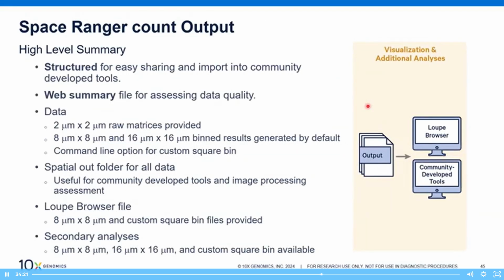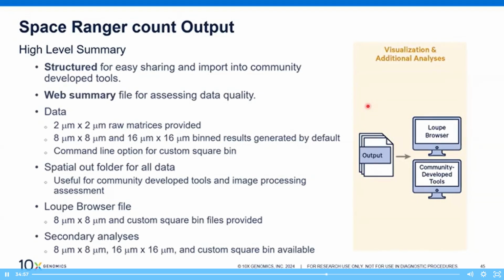So in the Space Ranger count output, there is a lot of information that you're actually going to get. We have this structured so that you can find it more easily. If you're interested in what that looks like, we have everything on our website. We have a web summary file for assessing the data quality. And this web summary file is very, very useful just to get an impression of what my image looks like, what my data looks like, and does this make sense before you delve into the deep analysis?